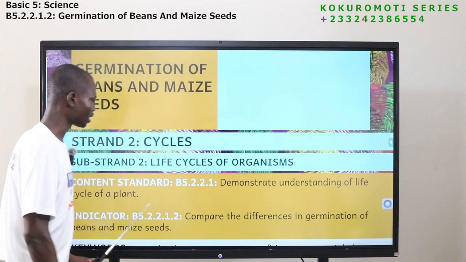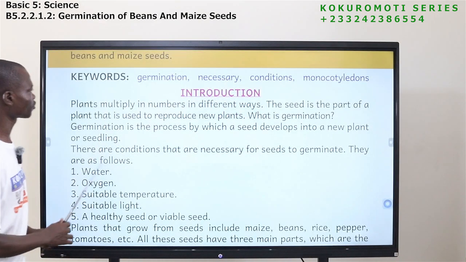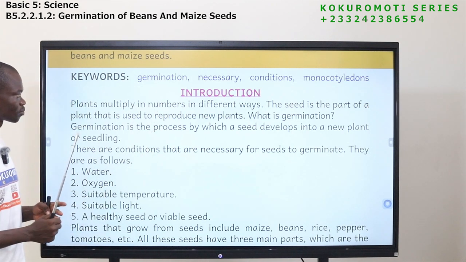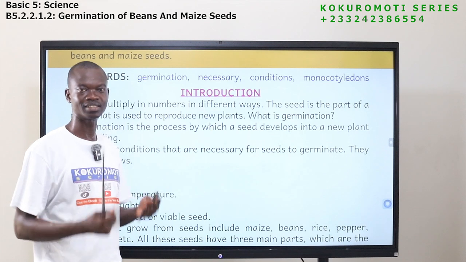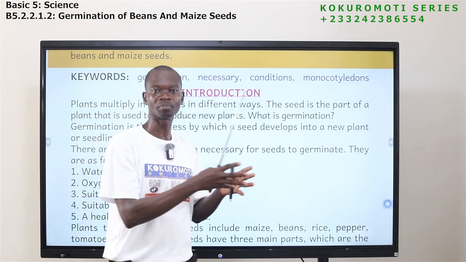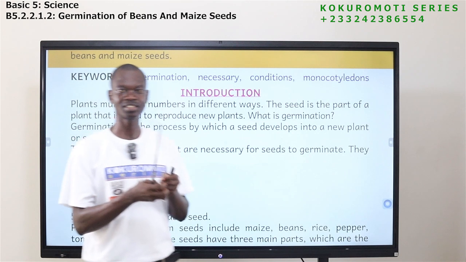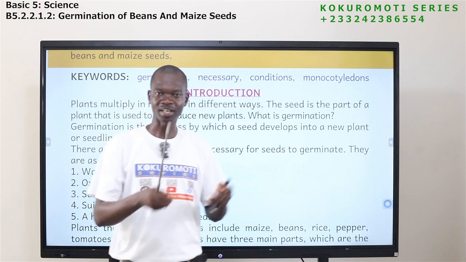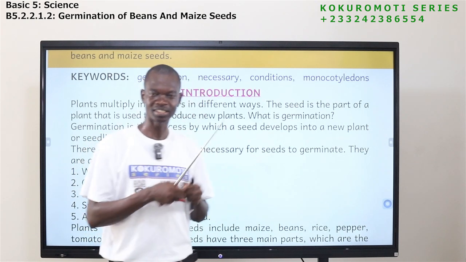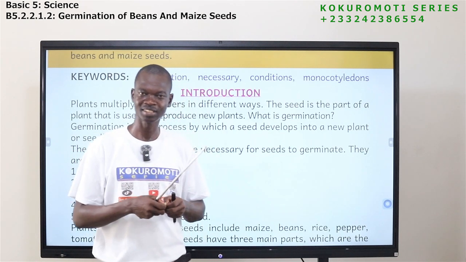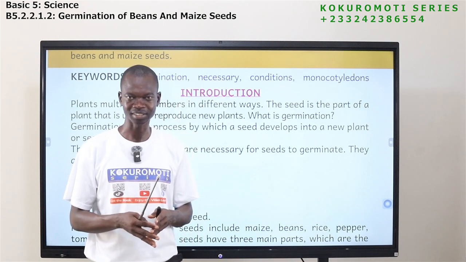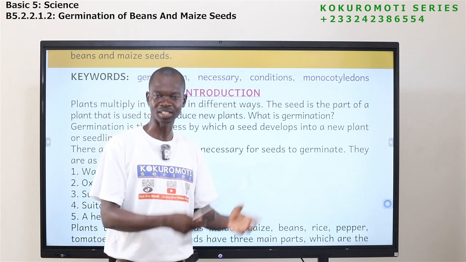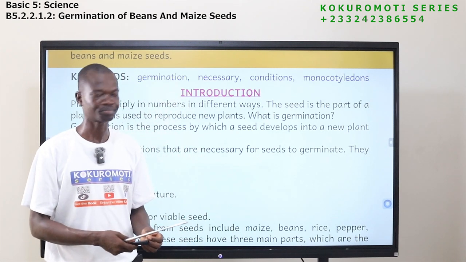Now, there are some key words that we need to look at. The first one is germination. So what is germination? Germination is a process where seeds develop into young plants. You know, some of the plants that we have are from seeds, some of them are from stems, some of them are from different parts of the plants. But those that come from the seed go through a process. That process is called germination.